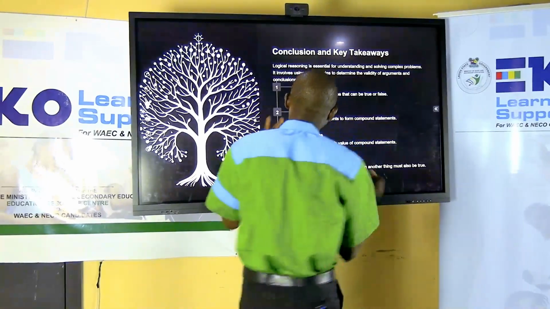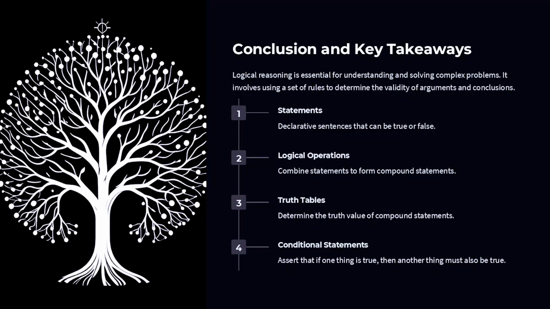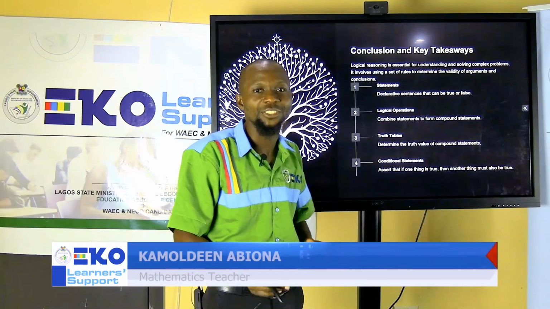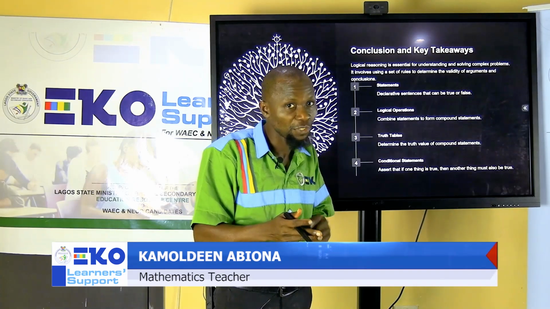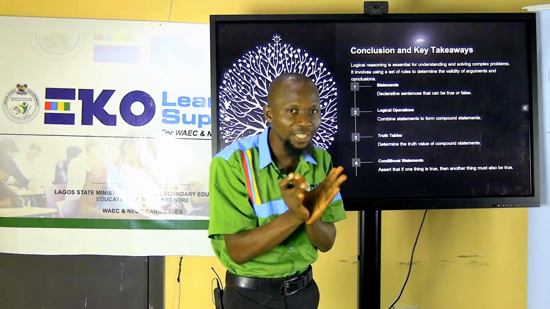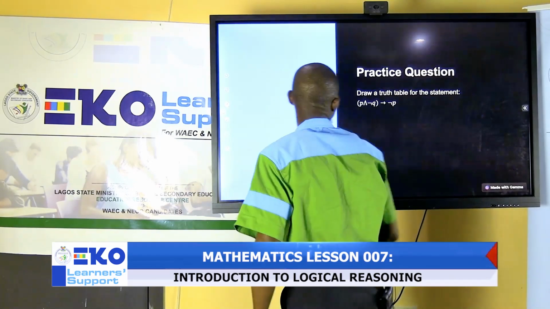So let's look at practice. Okay, before the practice question, this is just the takeaway. A declarative sentence can be true or false. Logical operations combine statements to form compound statements. We have truth tables to determine the truth value of a compound statement. We also have the conditional statement, which asserts that if one thing is true, then another thing must be true. If the antecedent is true, then the consequence must be true. If the consequence is false, then the whole statement is false, and that's why it has been asserted like this. So let's go to the practice question.